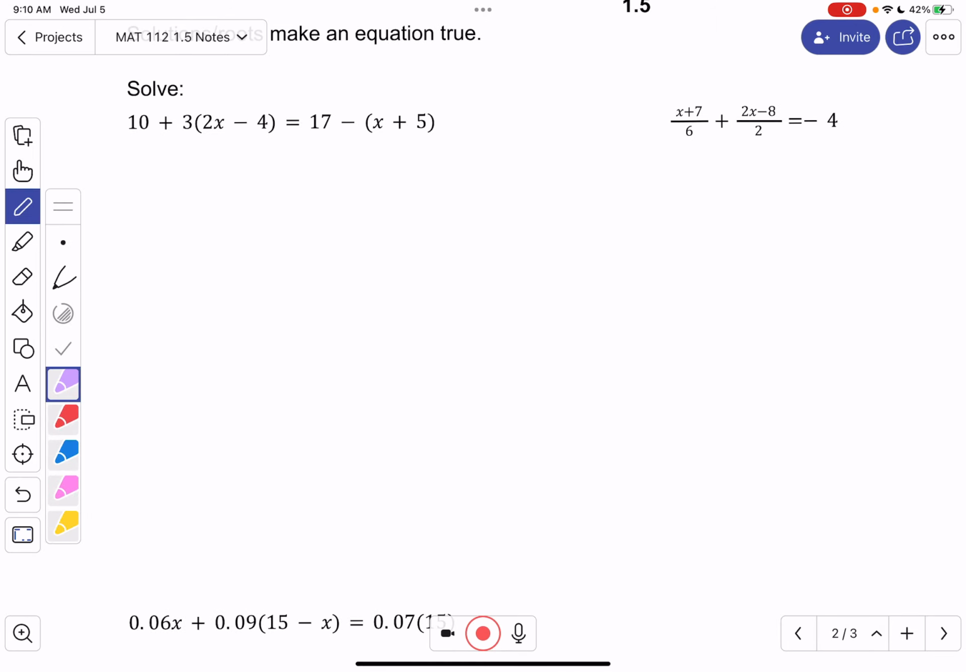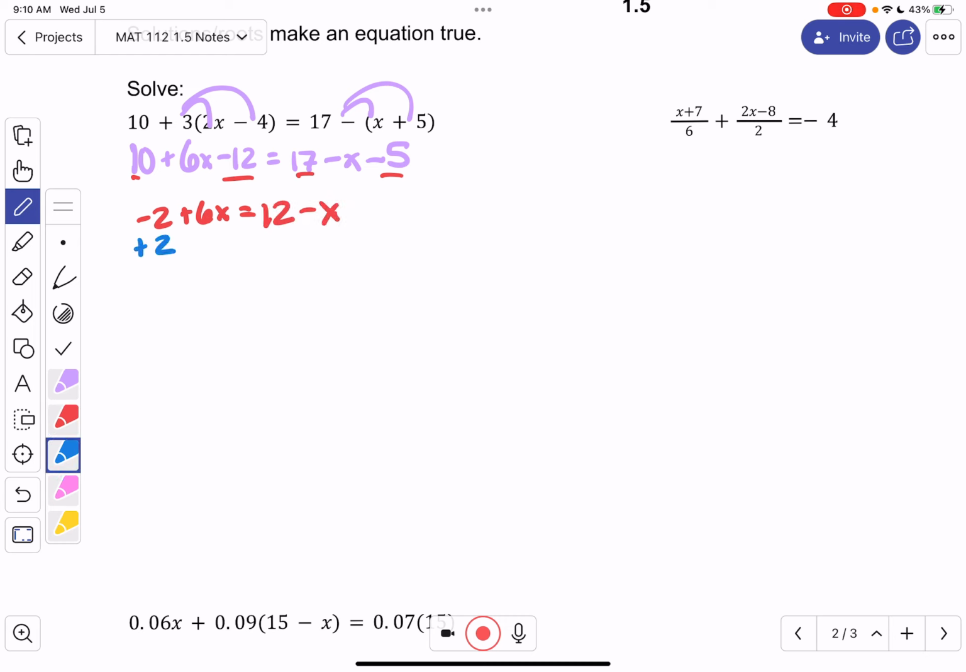So for this first one here, we're going to distribute the 3 to get rid of these parentheses, which is multiplying. And then on this side, we're going to distribute the negative sign to get rid of those parentheses. Now we can combine like terms on both sides of the equation.